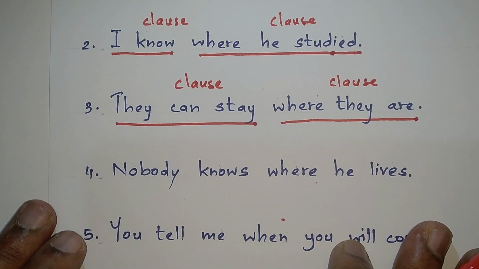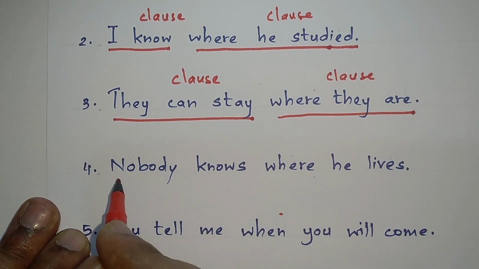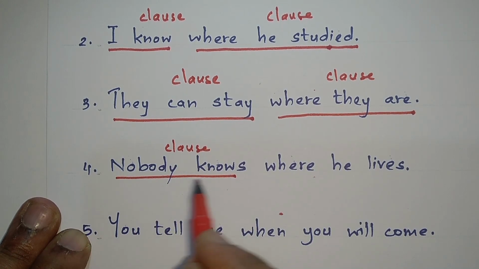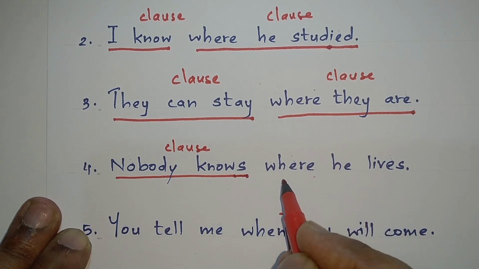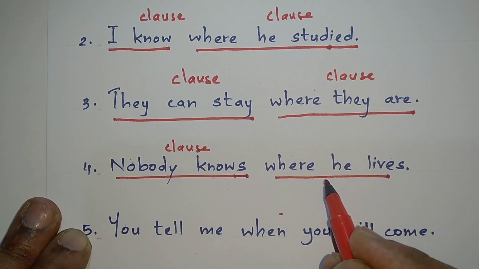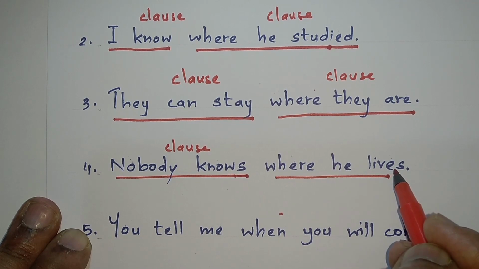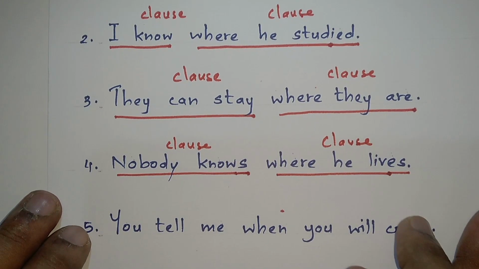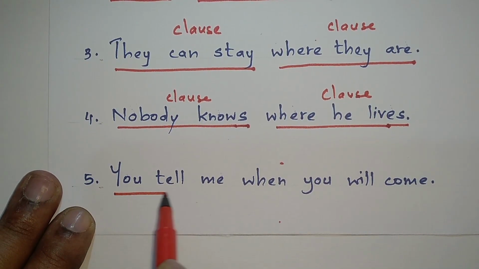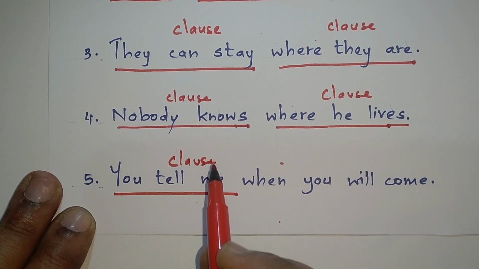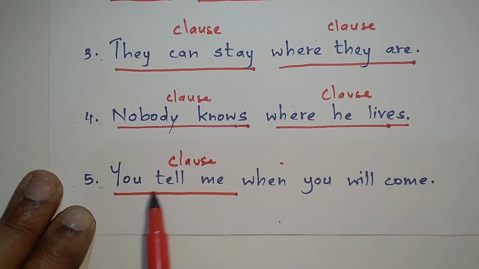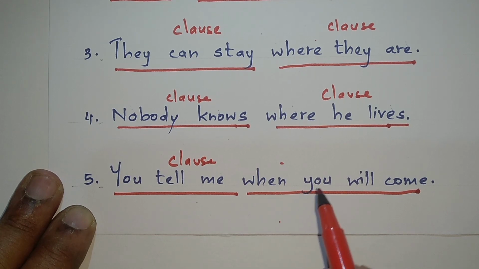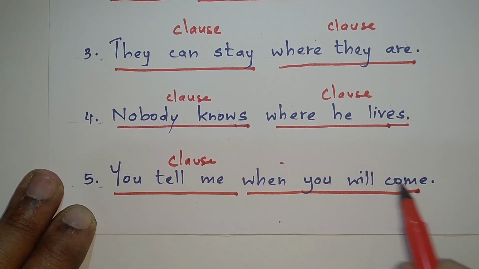Nobody knows where he lives. Nobody knows is the clause because here the subject is nobody and the verb is knows. Where he lives again is a clause because here the subject is he and the verb is lives. You tell me when you will come. You tell me is a clause because here the subject is you and the verb is tell. Similarly, when you will come, here this is also a clause with the subject you and the verb will come.